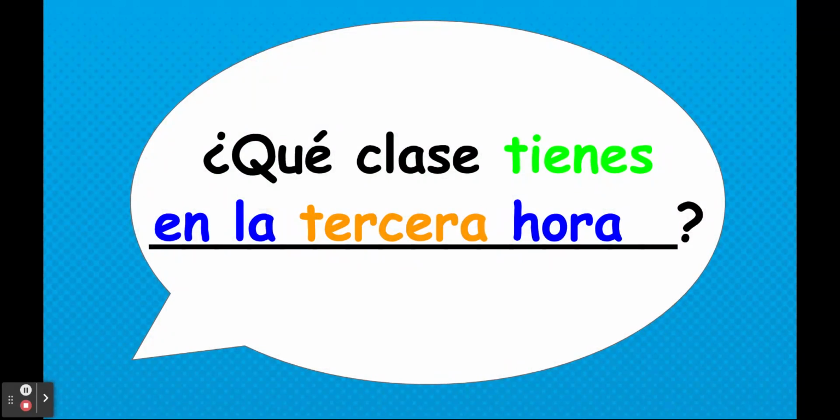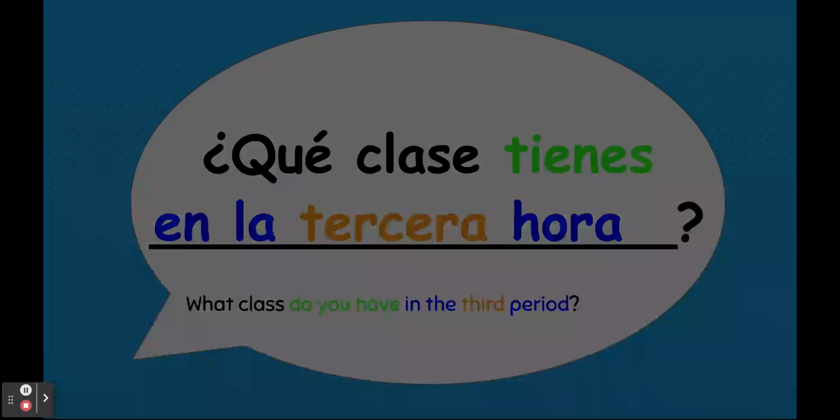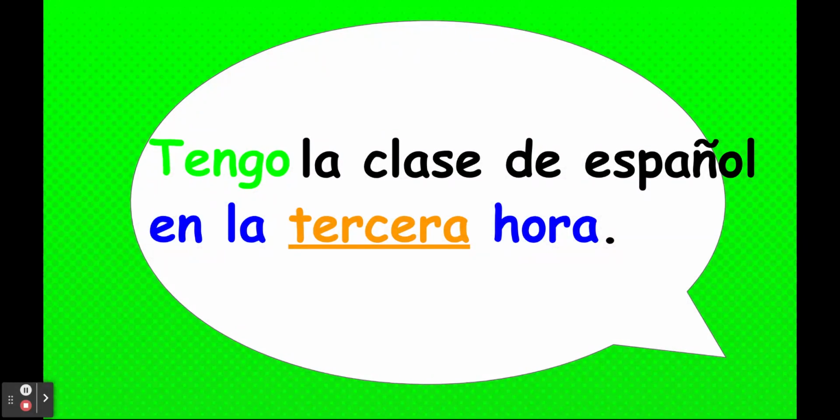Next, ¿qué clase tienes en la tercera hora? It would mean, what class do you have in third period? To answer that, we might say something like this. Tengo la clase de español en la tercera hora. So that would mean I have the class of Spanish in third period.